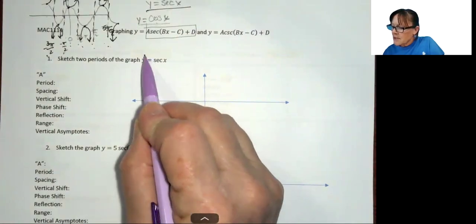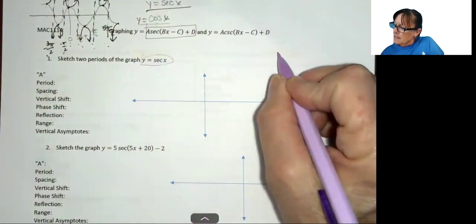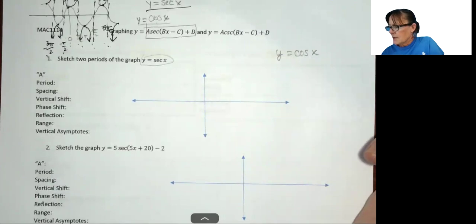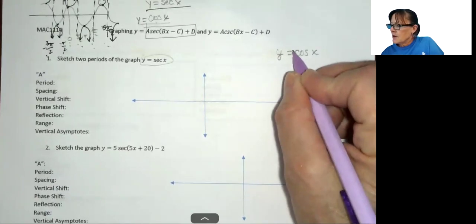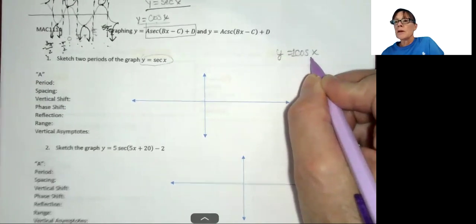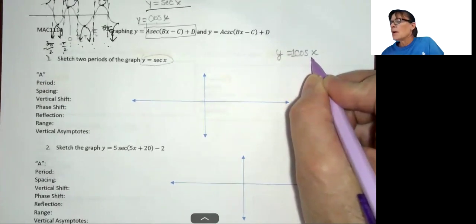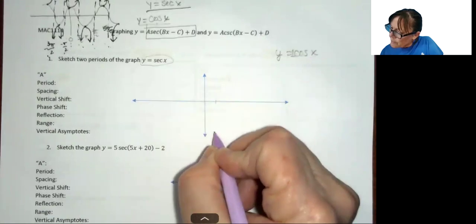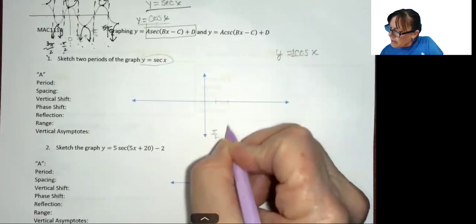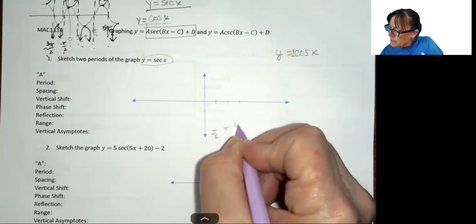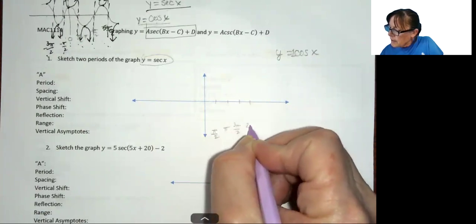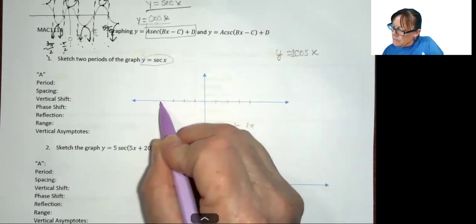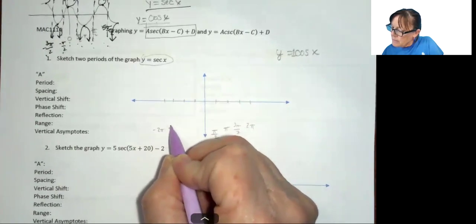So first, to graph a secant graph, I will graph a cosine graph. To graph the cosine of x, I realize that the amplitude is 1 and the value of b is 1. And so the period is 2 pi over 1, or 2 pi. And the spacing is 2 pi over 4, or pi over 2. So I will mark pi over 2, pi, 3 pi over 2, 2 pi, and so on. If we went negative: negative pi over 2, negative pi, negative 3 pi over 2, negative 2 pi, and so on.